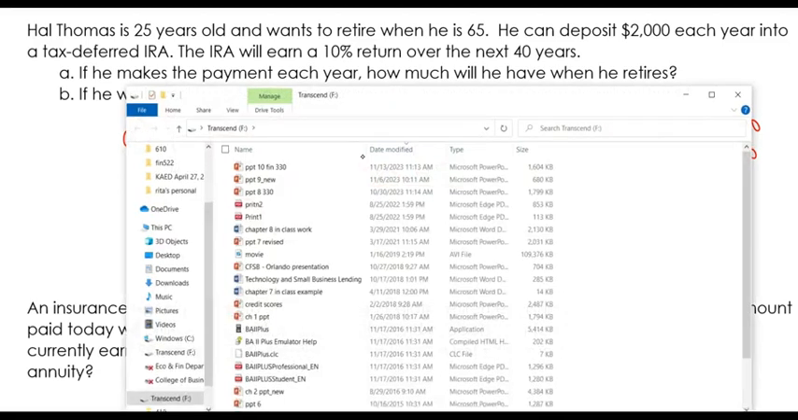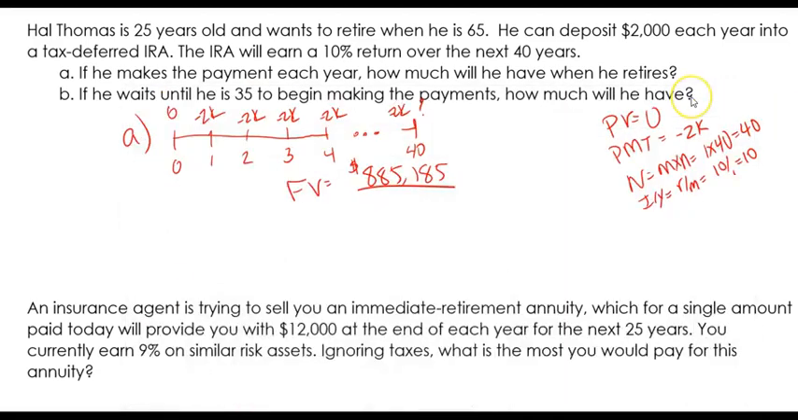Part B of this question asks us, what if he waits until he is 35 to start saving money? So instead of having 40 years of contributions, he only has 30 years. So essentially the only thing changing in this problem is our N is going to be 30 instead of 40. So he still has nothing in his account today. And he still plans on making $2,000 contributions every year, but he's just delaying it for 10 years. Oh, sorry, I need to change that to 30.